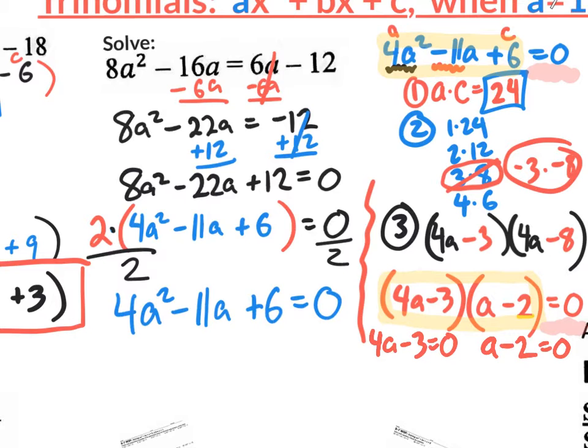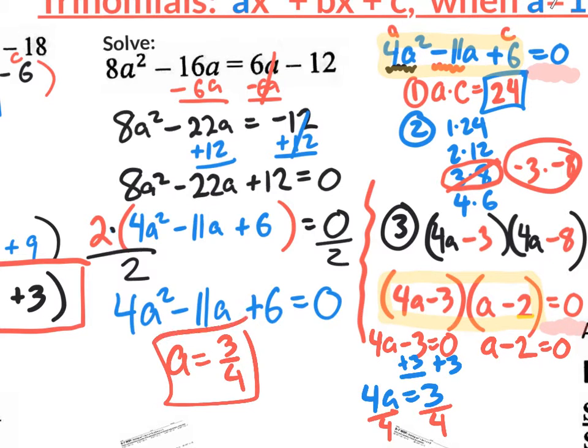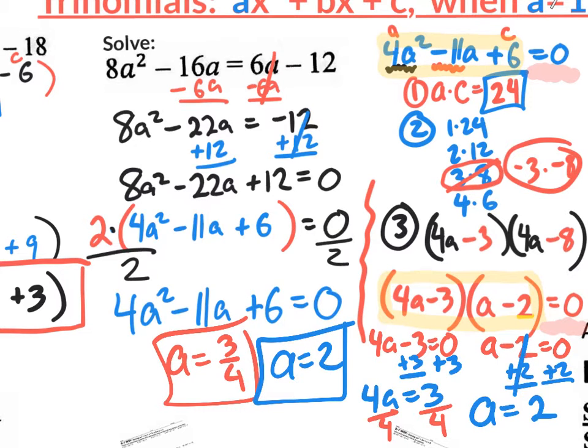To get rid of that minus 3, plus 3. Plus 3. So we're going to end up with 4a equals 3. Final step, divide by 4, divide by 4. So the answer is a equals 3/4. Now let's find the other answer. The other one's really easy. Plus 2, a equals 2. So a also equals 2.